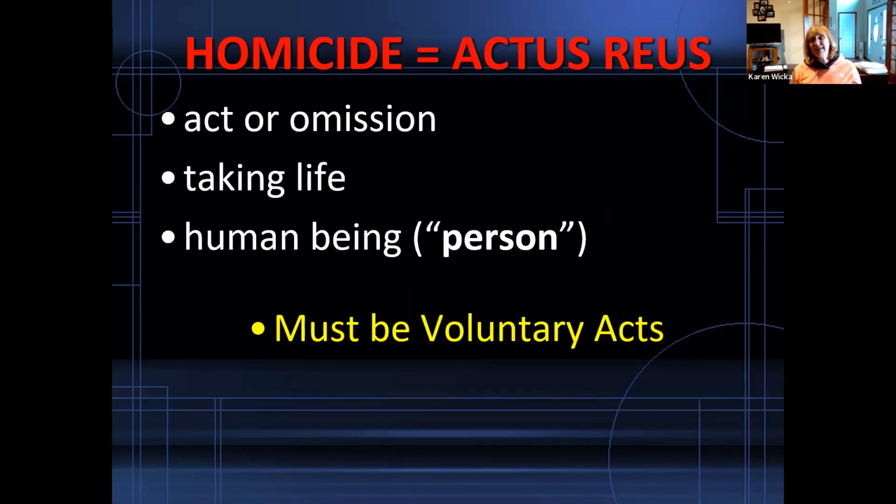When you look at the Actus Reus for homicide, the Actus Reus is an act or omission. So if you don't do something you're required to do, that takes the life of a human being or a person. If you're going to charge somebody with a certain level of homicide, you have to show that they did something or didn't do something they were required to do, that act took somebody's life, and that they took the life of a person, not an animal or something like that.